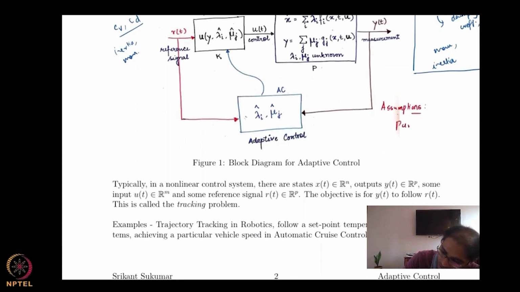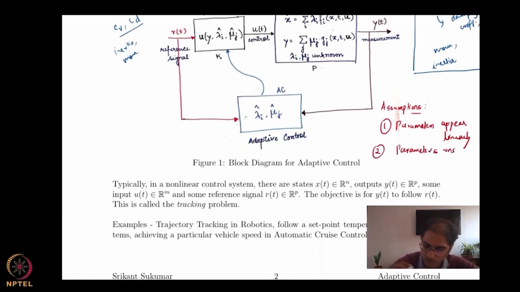Parameters appear linearly, parameters constant. Like I said, if parameters appear non-linearly, there are a lot of things that can be done in terms of over-parameterization in order to alleviate this issue.